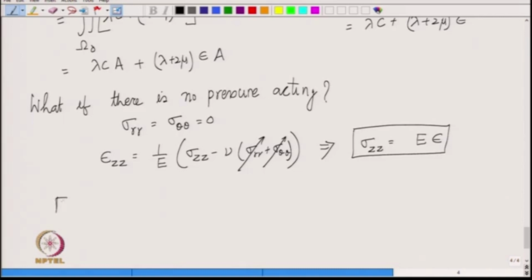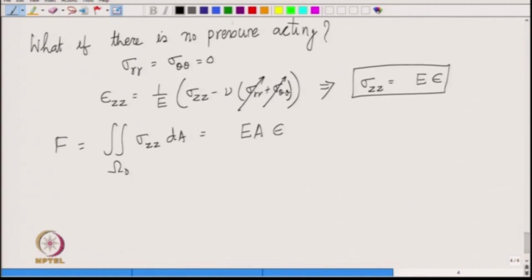So, the axial force F, which is simply the integration over the cross section of sigma zz dA, it then becomes EA times epsilon, correct. Axial force F relating with the axial strain, and the constant is EA, all right. So, let me write it in a box.